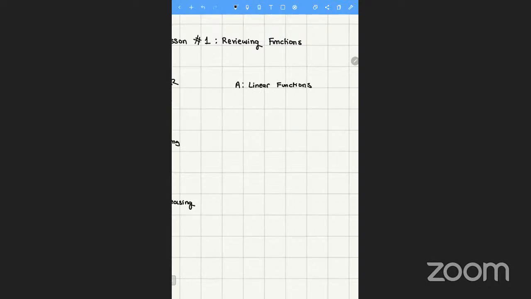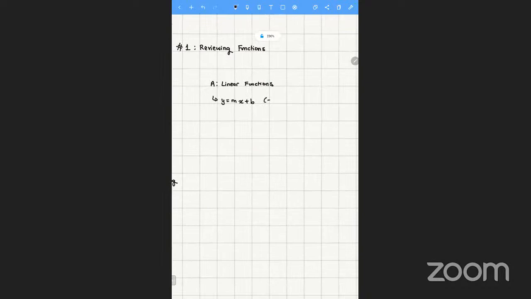And linear functions have the form of y equals mx plus b. And this is called slope-intercept form. Can you tell me why it's called slope-intercept form?